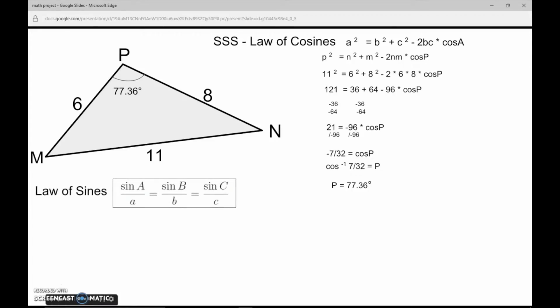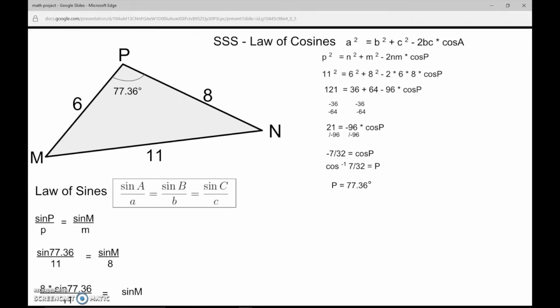Next, we'll use the law of sines, as we now have an angle and its opposite side and another side. And so we'll use p and 11 and we'll start with m. And so we'll take sine of p over p equal to the sine of angle m over side length m. Plugging in our numbers, we get the sine of 77.36 over 11 is equal to sine of m over 8.